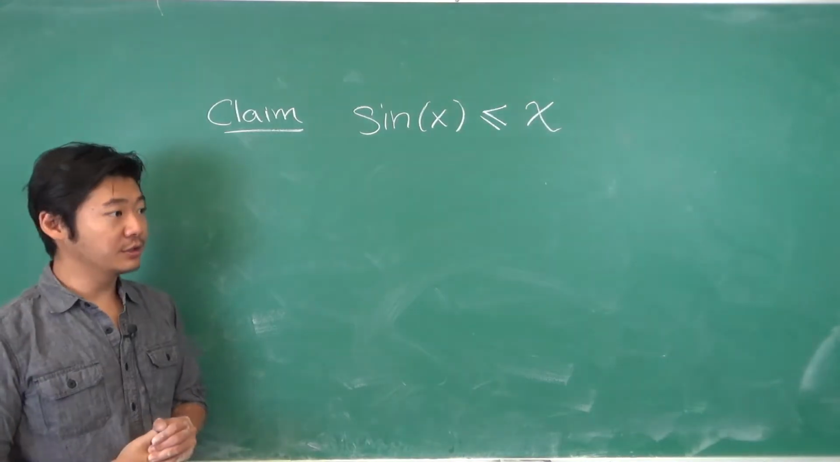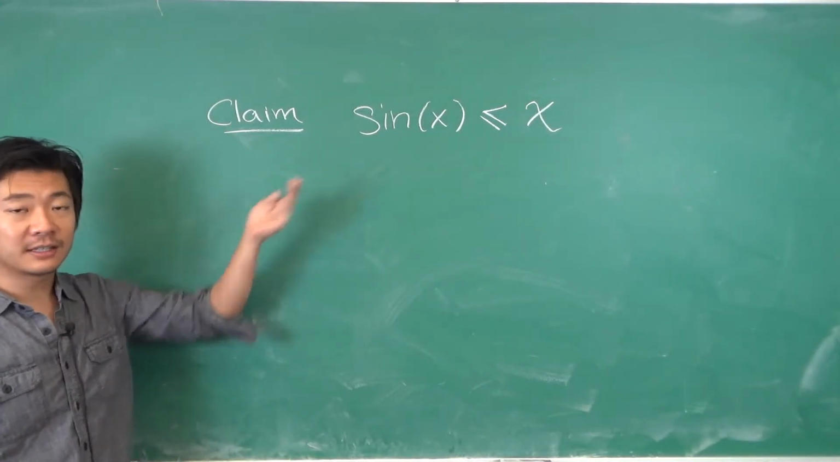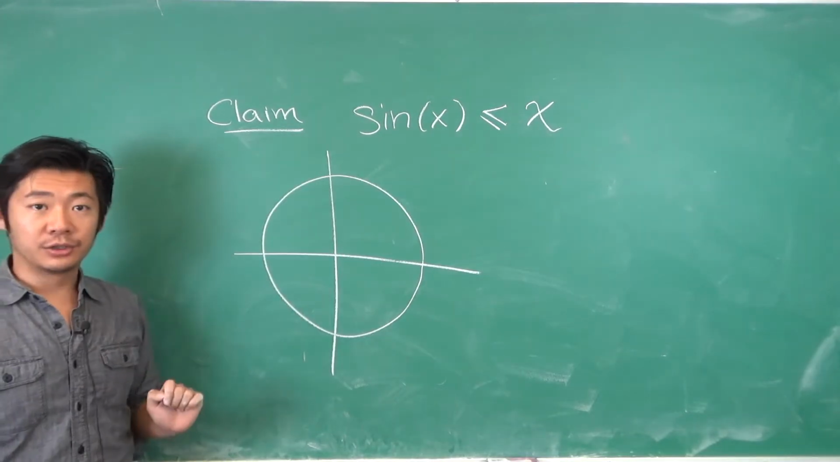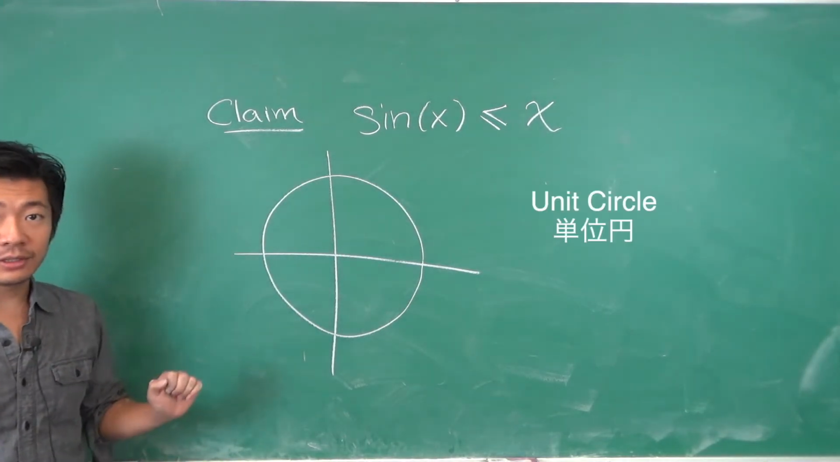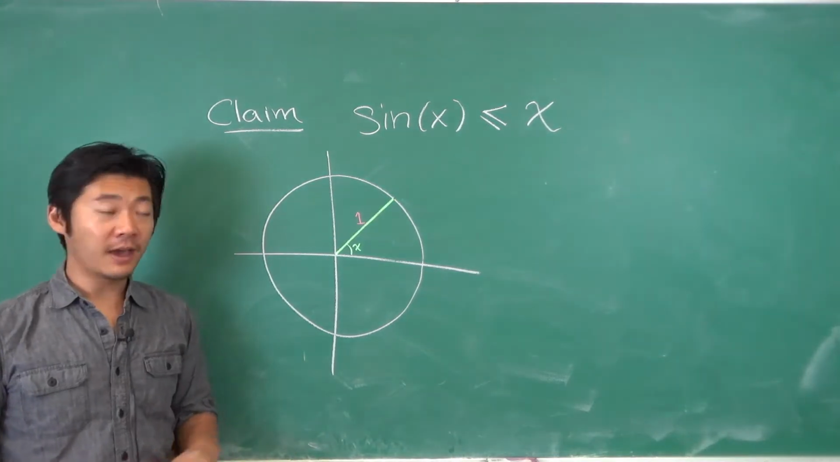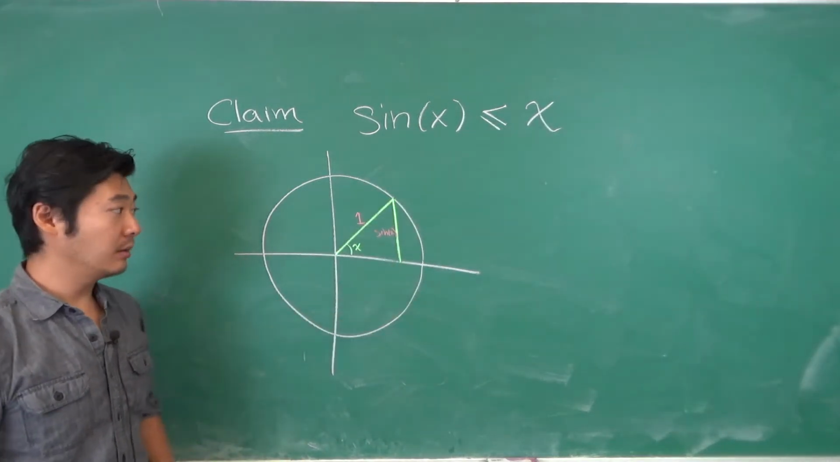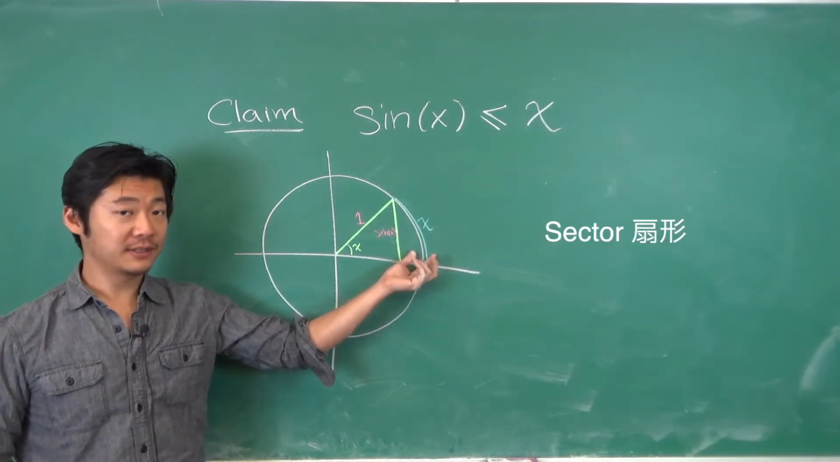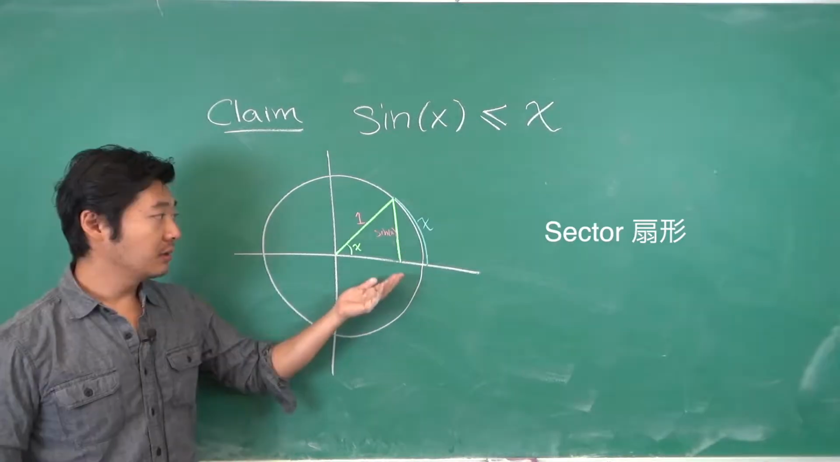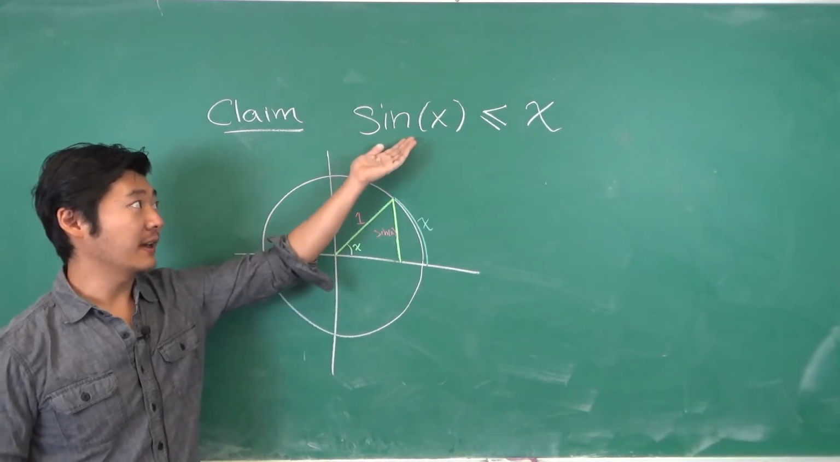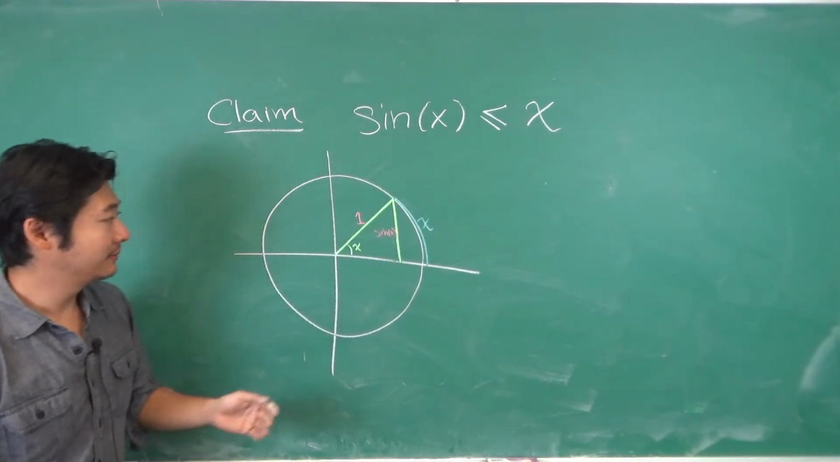Now first we want to show this claim that sine of x is less than x. To show this claim, let's consider the unit circle. Then sine of x, if this is the angle x, will be this side here, but x is the length of this sector, and so we can see that sine of x is less than x.